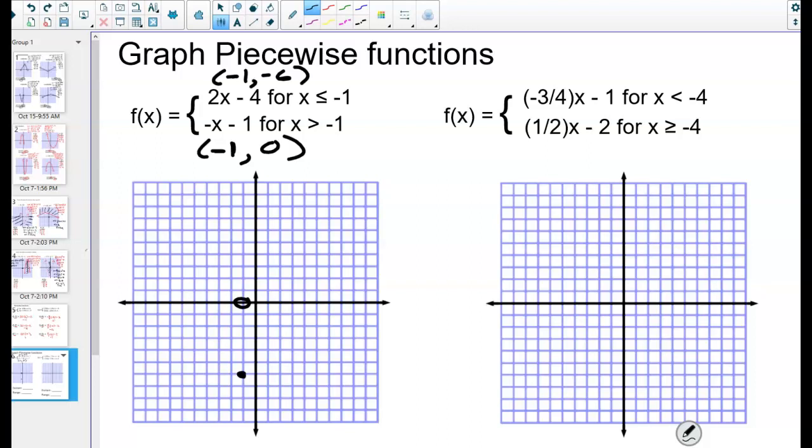My slope here is 2. Up to the right 1 or down to the left 1. Since it's less than -1, we're going to the left. My slope here is -1, so up 1, left 1, down 1, right 1. Since we're going greater than -1, my line is going to the right.